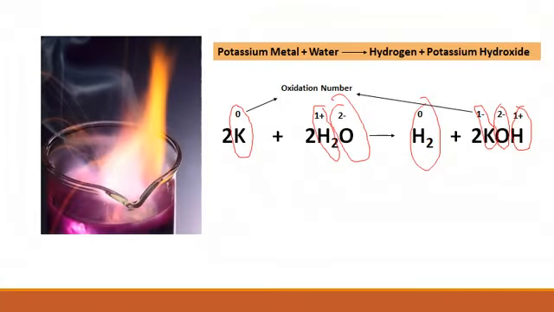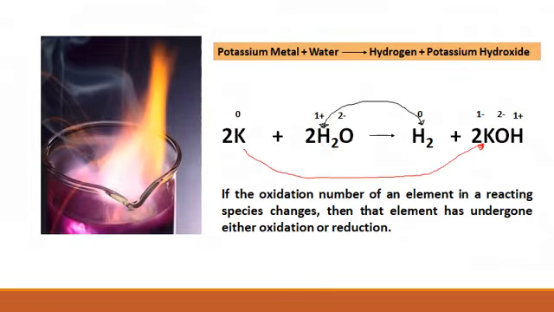You can determine whether a reaction is a redox reaction by using oxidation numbers to keep track of electrons. If the oxidation number of an element in a reacting species changes, then that element has undergone either oxidation or reduction. Therefore, the reaction as a whole must be a redox reaction.